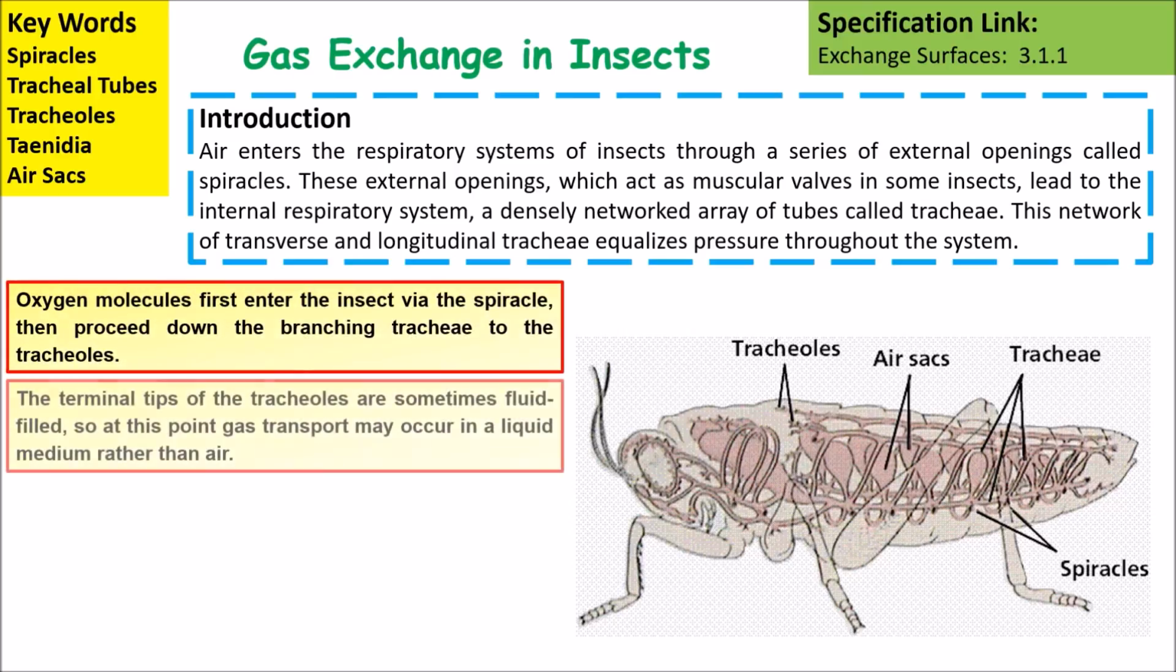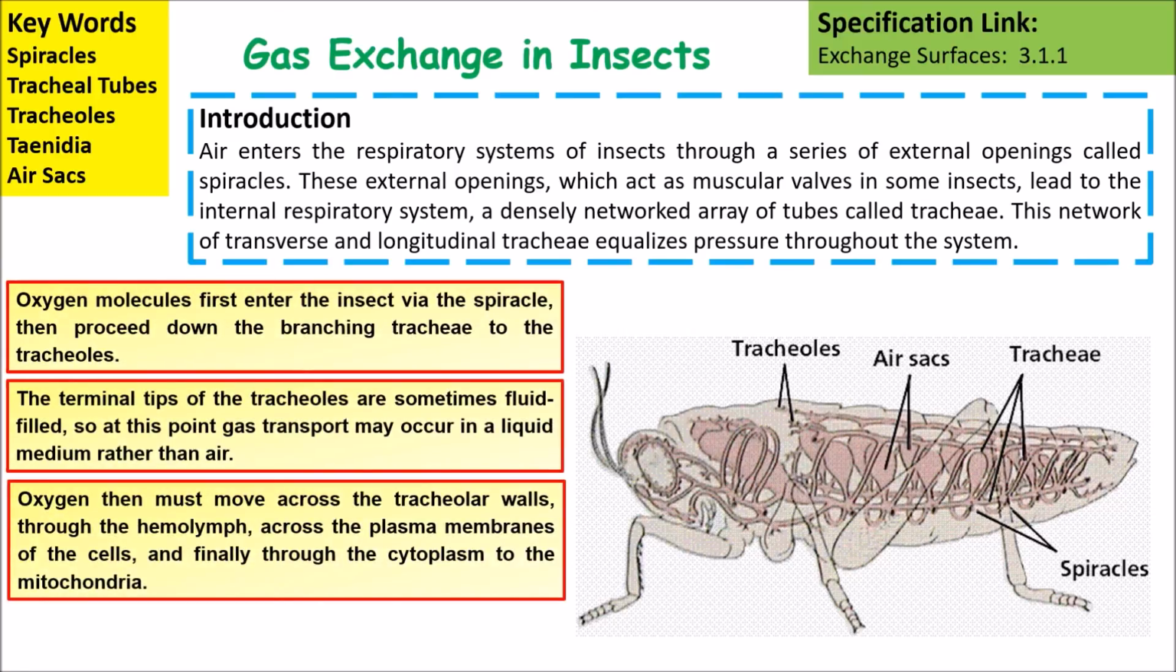Finally, let's summarise some of those key facts. Air enters the respiratory system of insects through a series of external openings called spiracles. These external openings, which act as muscular valves in some insects, lead to the internal respiratory system, which is a densely networked array of tubes called trachea. This network of transverse and longitudinal trachea equalizes pressure throughout the system. Oxygen molecules first enter the insect via the spiracle, then proceed down the branching trachea, then to the tracheoles.